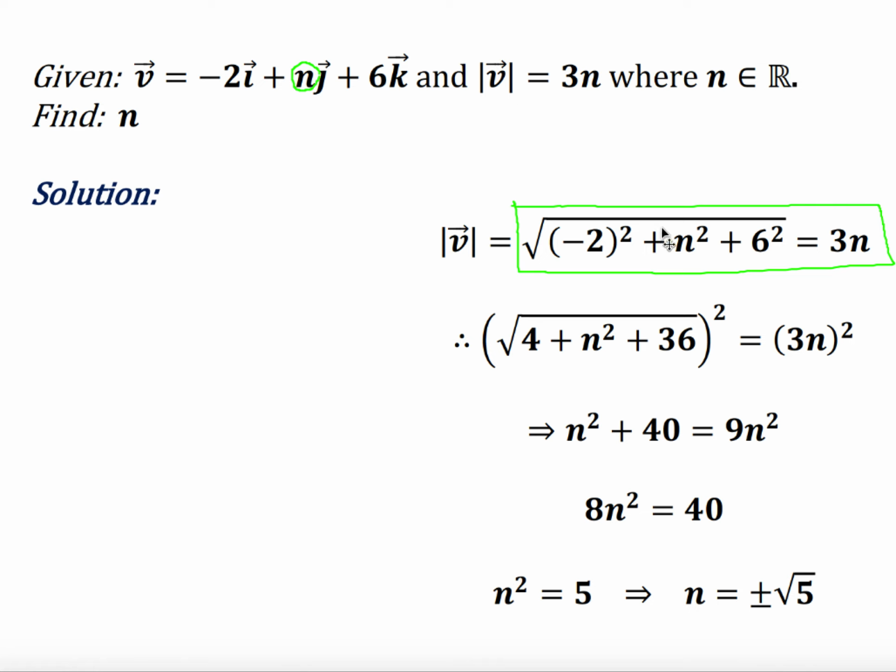Classically, a radical equation, square both sides. The square of a square root effectively drops it. And then here's your 4 plus 36 being 40. And here's n squared. Bring this guy over. 8n squared is 40. Divide by 8, and you've got plus or minus root 5 to be the final result there.